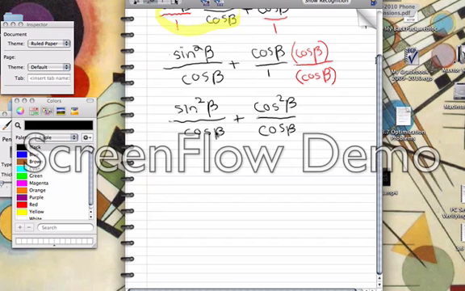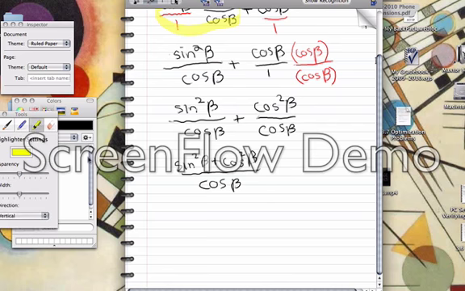Now I can actually add these two fractions. So I can write it all over the cosine beta denominator. And in the numerator, I've got sine squared beta plus cosine squared beta. Okay? And if you've done enough of these problems, you'll start to recognize expressions like what we've got here in our numerator. And anytime you see a trig function squared in these kinds of problems, it should be a red flag that one of the Pythagorean identities is going to be involved.